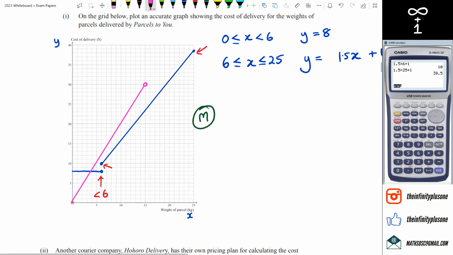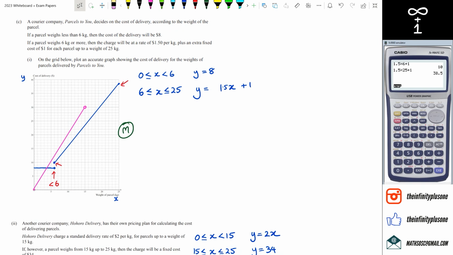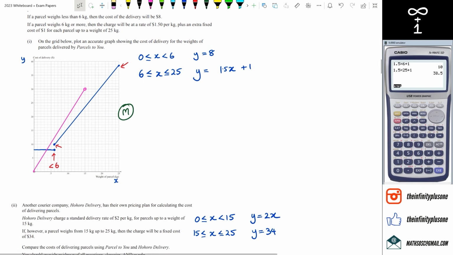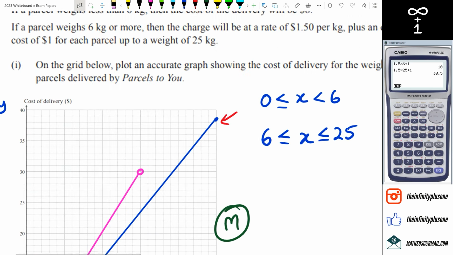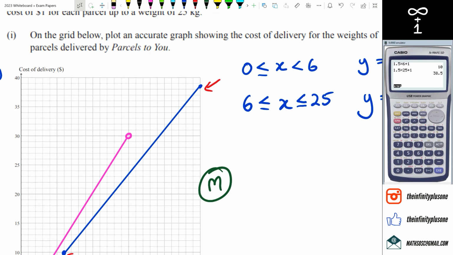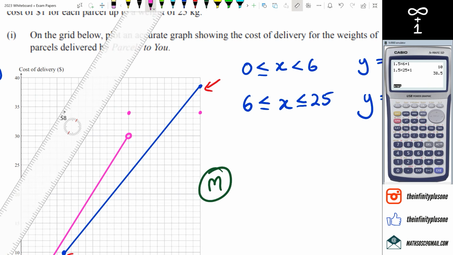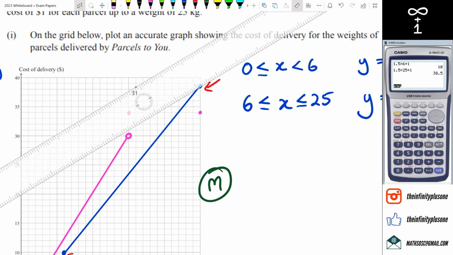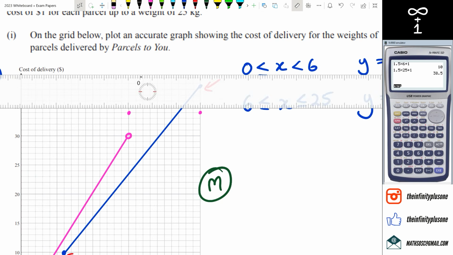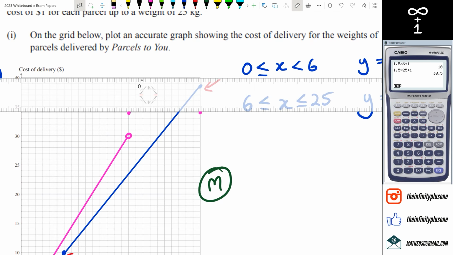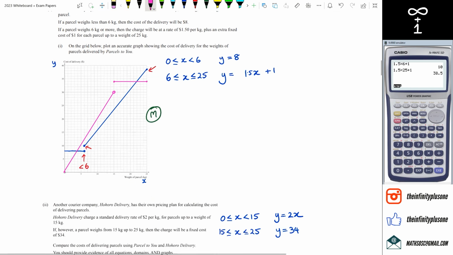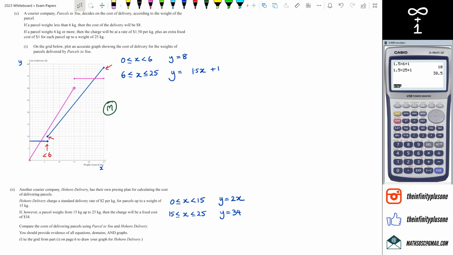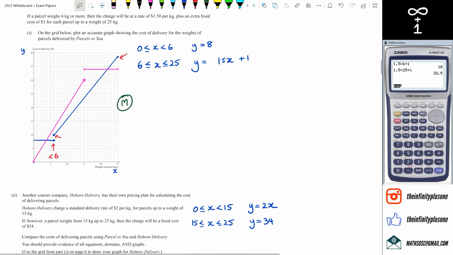So between 0 to 15, that's 2x. Then what they say is between 15 to 25, it's $34. So 15 to 25 is $34. That is from here to here. Yes, I shall actually use a ruler for this. So these are my 2 lines there.